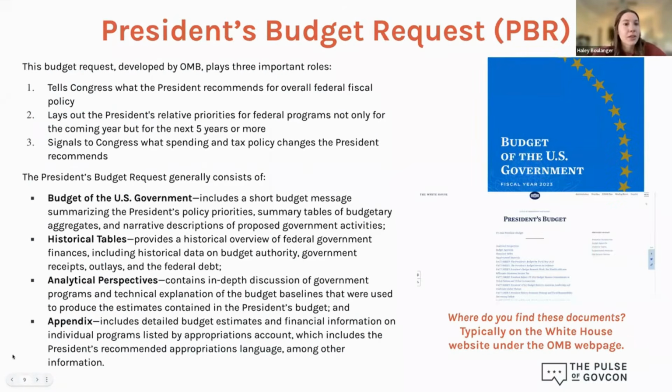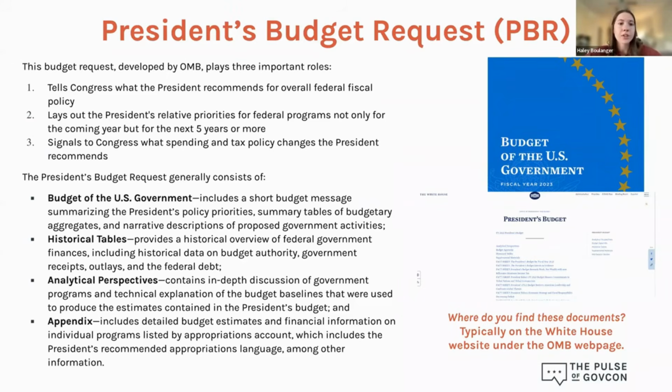Next, I'll go over the President's Budget Request, or PBR. This is developed by OMB and plays three important roles. One, it tells Congress what the president recommends for overall federal fiscal policy. It lays out the president's relative priorities for federal programs, not only for the coming year, but for the next 5 years or more, thinking on a longer term as well as the immediate year coming. And third, it signals to Congress what spending and tax policy changes the president recommends.